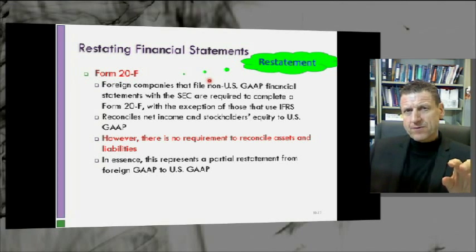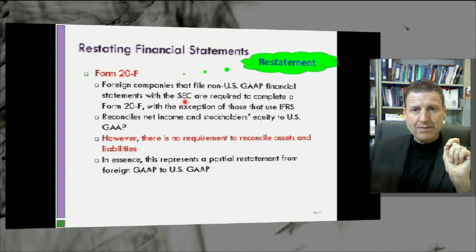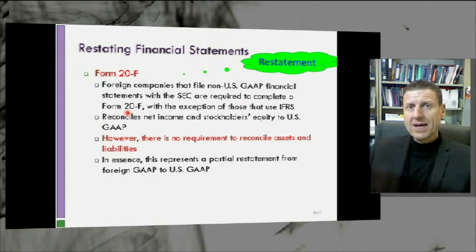What about the rules for restatements? Well, Form 20F: foreign companies that file non-US GAAP financial statements with the SEC are required to complete a Form 20F, with the exception of those that use IFRS. This reconciles the net income and stockholders' equity to US GAAP. Interesting here, it's not about reconciling the assets and liabilities directly. We're focusing on the net income and the stockholders' equity. So note, there's no requirement to reconcile assets and liabilities. It's sort of like a partial restatement from foreign GAAP to US GAAP.